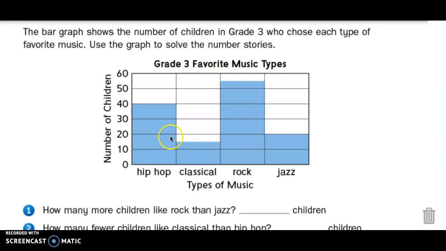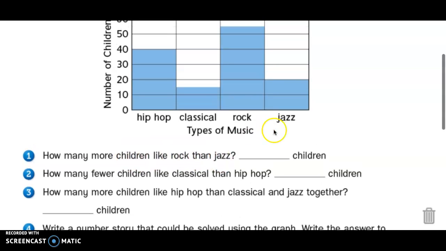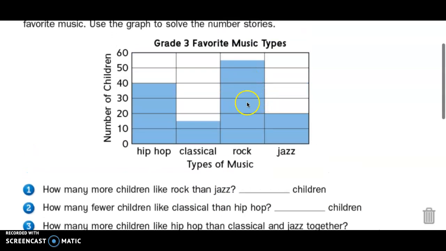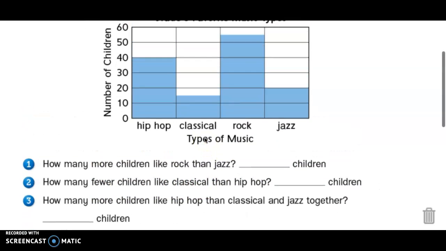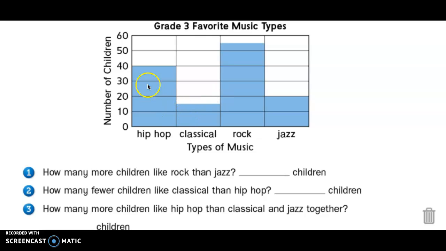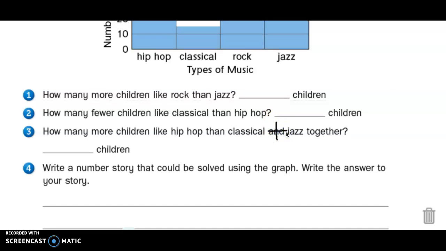And what would our halves represent? How far is it from here? And then what's half of that? So how many more children like rock than jazz? Find the difference between rock and jazz. How many fewer children like classic than hip hop? Find that difference. How many more children like hip hop than classic and jazz together? Classic and jazz together means you have to add.